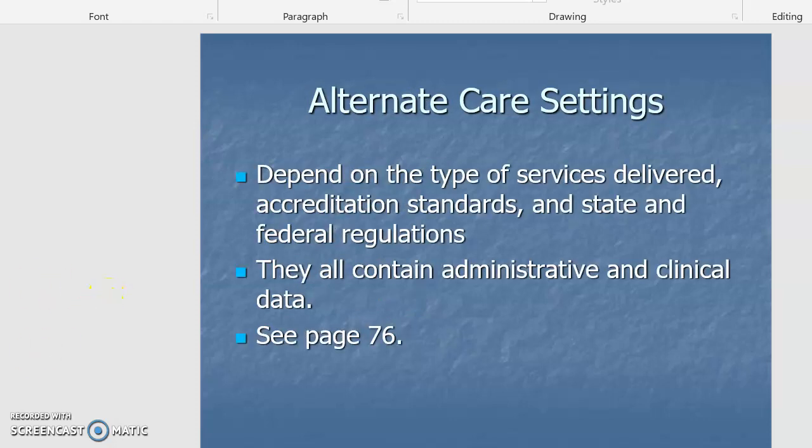This is the ending of PowerPoint 1. And again, reread Chapter 4.